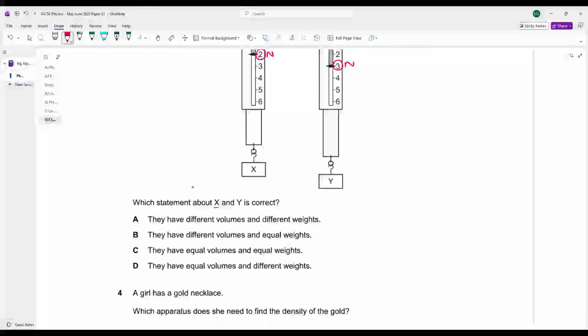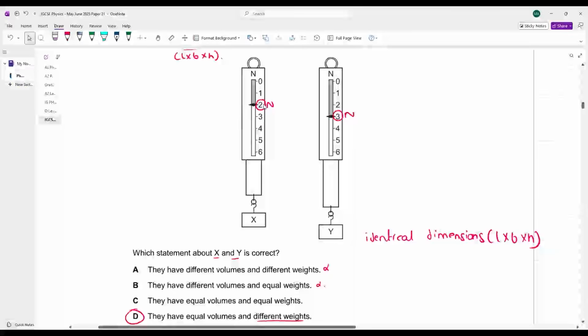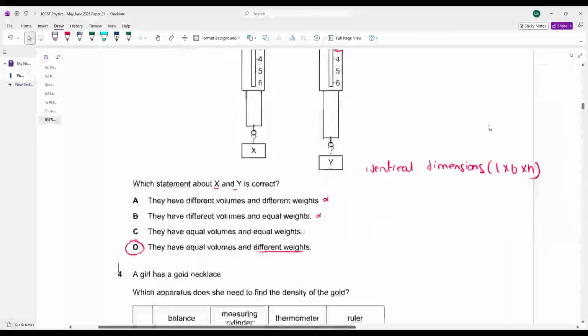Perfect. Y की न्यूटन मीटर पे रीडिंग आ रही है 3 न्यूटन, X की 2 न्यूटन आ रही है. Which statement about X and Y is correct? They have different volumes, नहीं different volume वाले ऑप्शन तो कैंसिल आउट हो जाएंगे. Why? Because they have identical dimensions. Identical dimensions का मतलब क्या होता है बेटा? Same length, breadth and height, so that means they have the same volume. They have the equal volume, but they have different weights. How do I know that? मुझे कैसे पता चला कि इनके different weights हैं? Because they are showing different readings on the Newton meter.